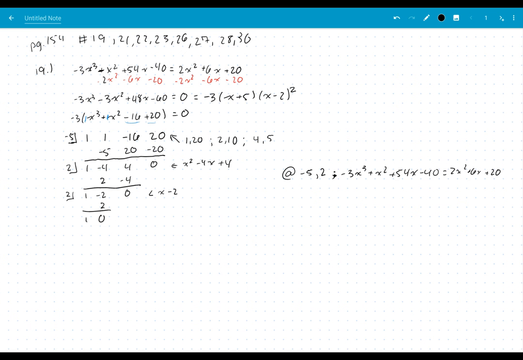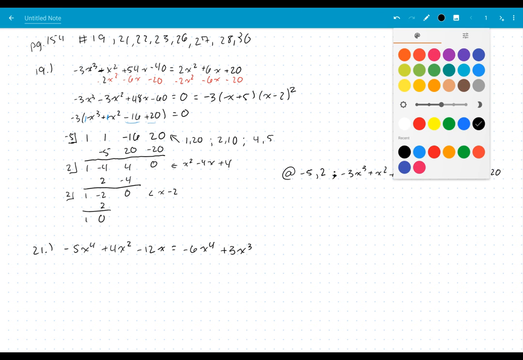All right. Let's do number 21. This time it's the same type of question, except we're doing it with different polynomials. So we have negative 5x to the fourth plus 4x squared minus 12x equals negative 6x to the fourth plus 3x cubed.